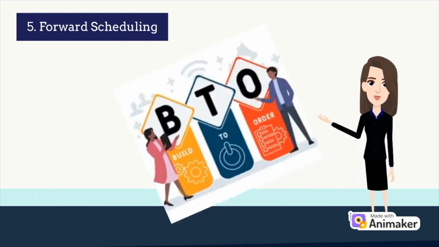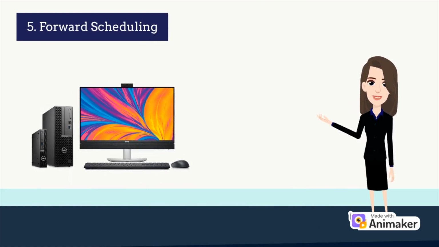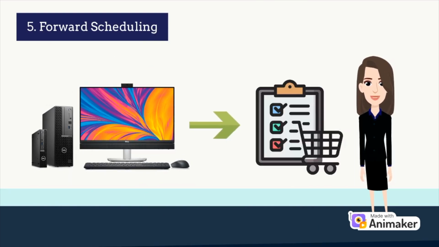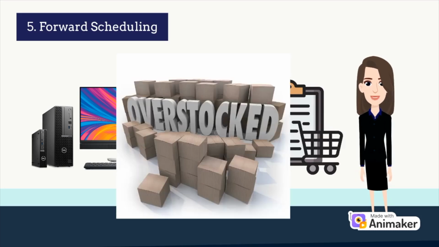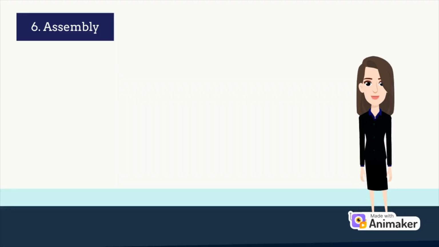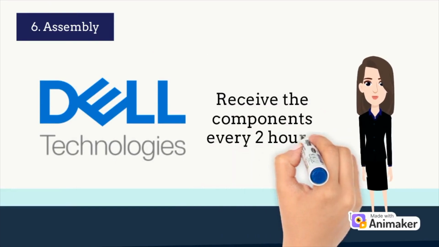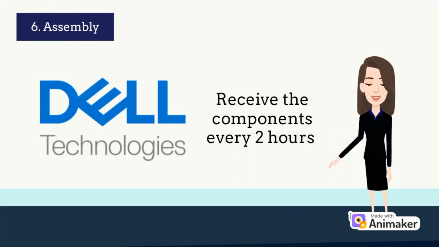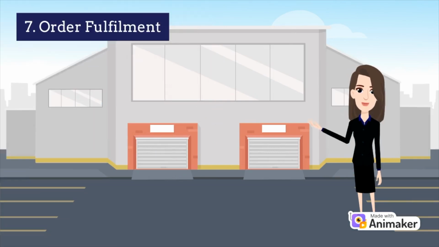Besides, Dell is in build-to-order mode, which falls under the forward scheduling, which means the computers are built based on the orders of the customers, and the product will be produced and delivered as soon as possible before the due date. This is an effective way to reduce surplus of inventory. Then, the line workers will start to assemble the PCs and send to the inventory hub. According to Dell, they will receive the components every 2 hours to fulfill the actual customer orders to ensure there is no overstock. And then now is the order fulfillment process.